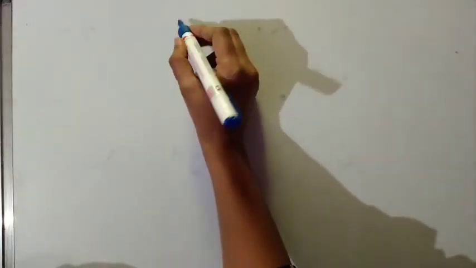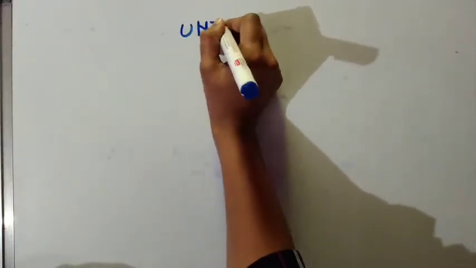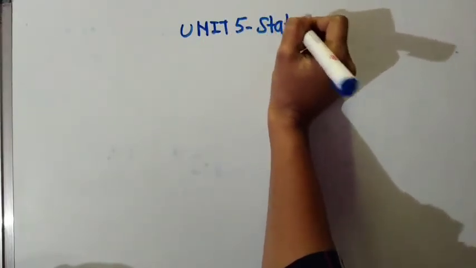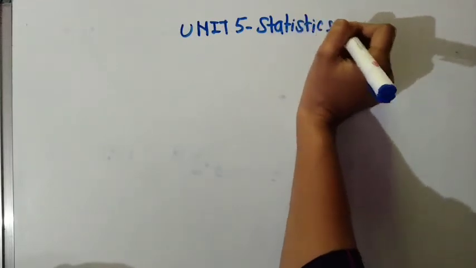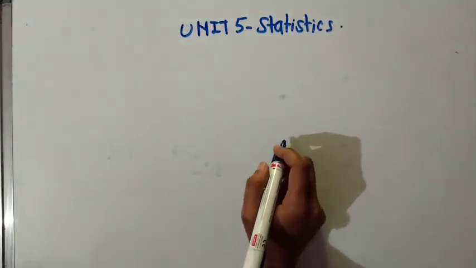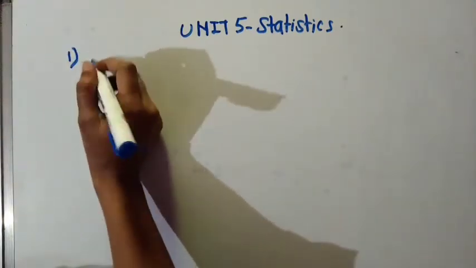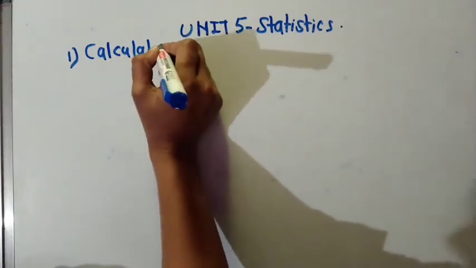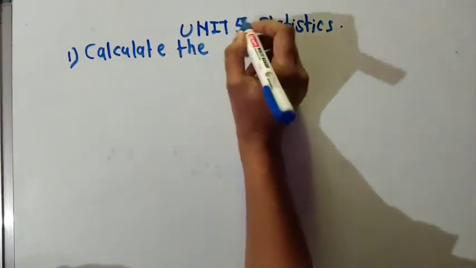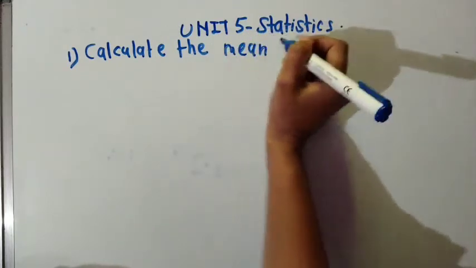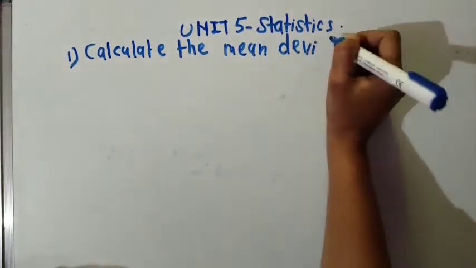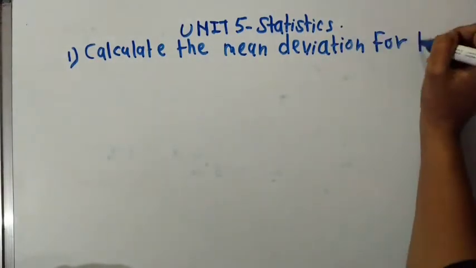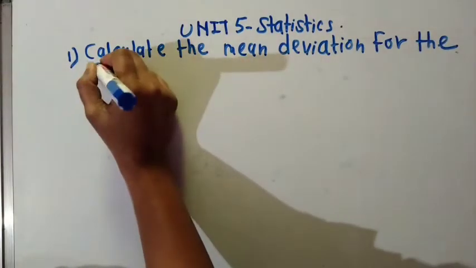In this chapter we studied Unit 5 Statistics. So in this chapter, first example, calculate the mean deviation for the following data.